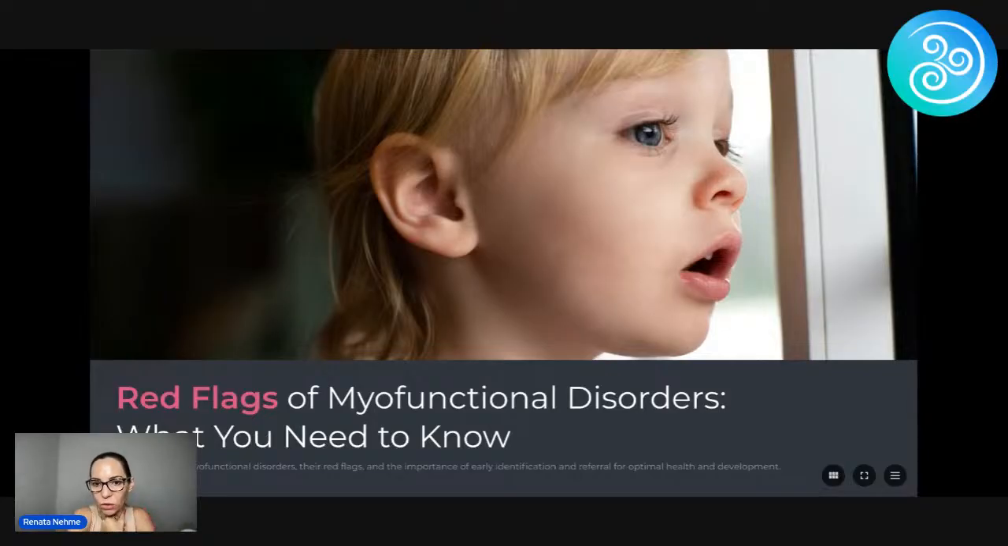Is there a prerequisite course required before taking Foundations? No, this is the prerequisite. So we start with the Foundations, and then we go into Myofunctional, which is the advanced course.